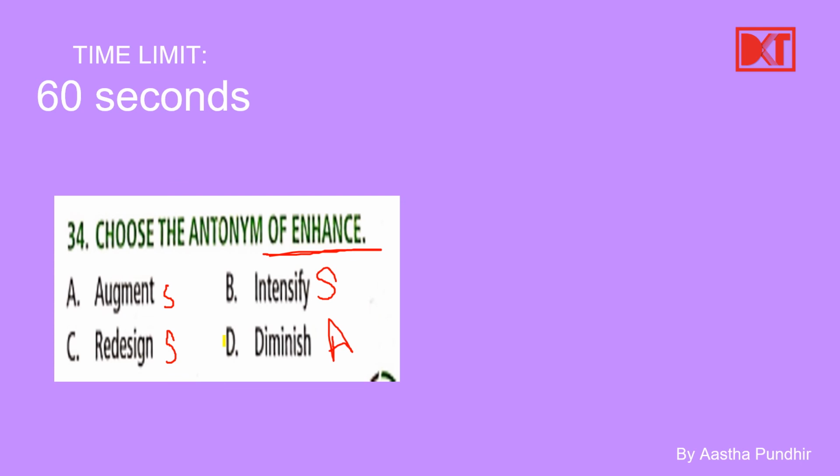Diminish. Enhance मतलब किसी चीज की ब्यूटी में ऐड करना, किसी चीज को इम्प्रूव करना, उसको बेटर करना. जैसे यहाँ पे दे रखा है उसे ऑगमेंट करना, उसे इंटेंसिफाई करना, उसे रीडिजाइन करना, उसे और अच्छा बनाना. ऑलराइट, वही उसका ऑपोजिट हो जाता है डिमिनिश मतलब किसी चीज को कम करना, रिमूविंग इट और लेसनिंग इट्स इम्पोर्टेंस और इट्स ब्यूटी, एनीथिंग. ऑलराइट, सो द आंसर इज डी, डिमिनिश.